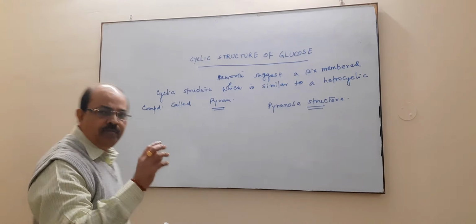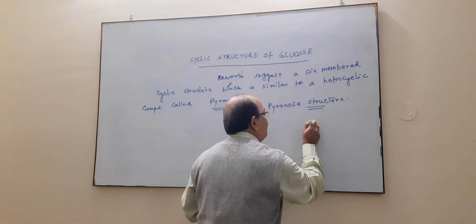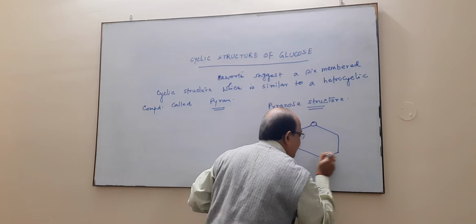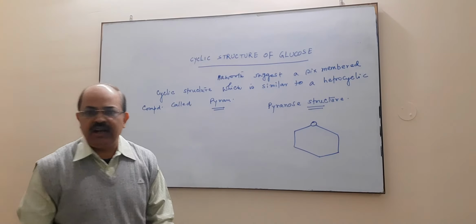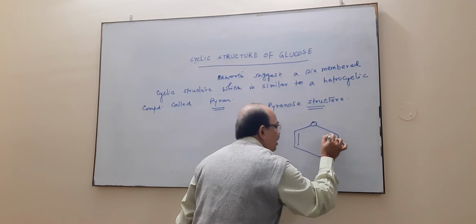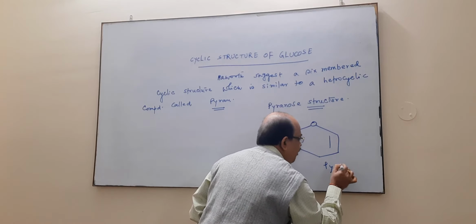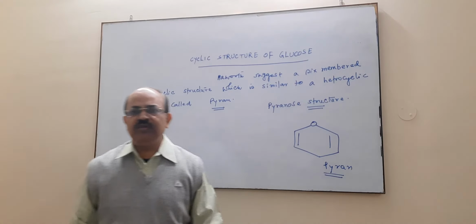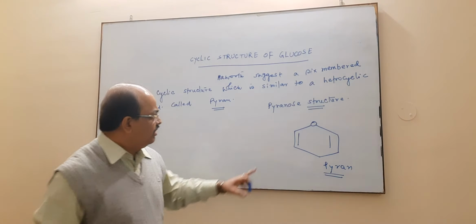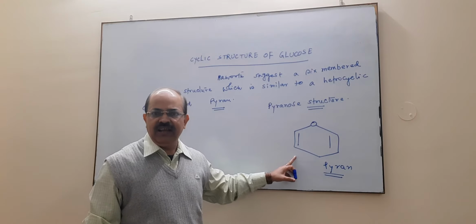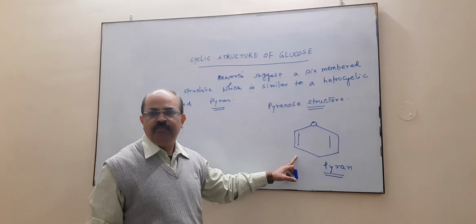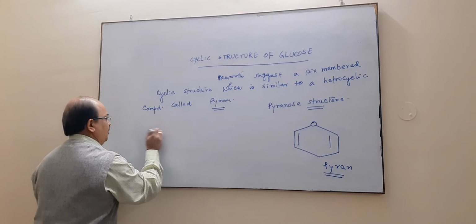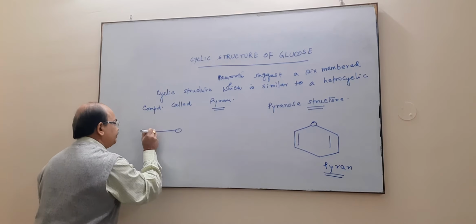Now what is pyran? This heterocyclic compound is your pyran. This compound is called pyran. So the structure of glucose is similar to this six-membered ring, and that is called pyran. So this is the cyclic structure of glucose.